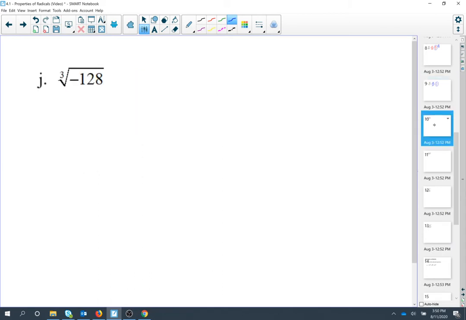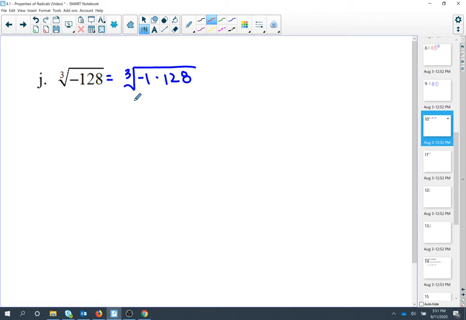Letter J, cube root of negative 128. Now, once again, we're dealing with a cube root. So the difference here is we have to find 3 identical things to multiply to negative 128. Now, the other thing that I'm going to keep in mind here is this negative. And in order to make this a little simpler, I'm going to rewrite first as the cube root of negative 1 times 128. And I'm going to consider these differently.